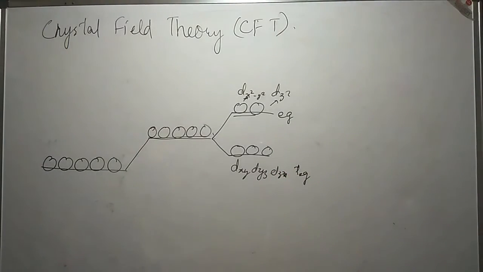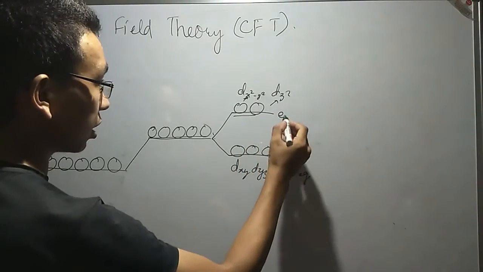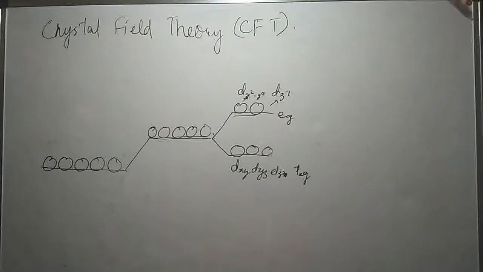Eg and T2g, with g in the subscript. So the Eg and T2g sets of orbitals are for an octahedral complex.